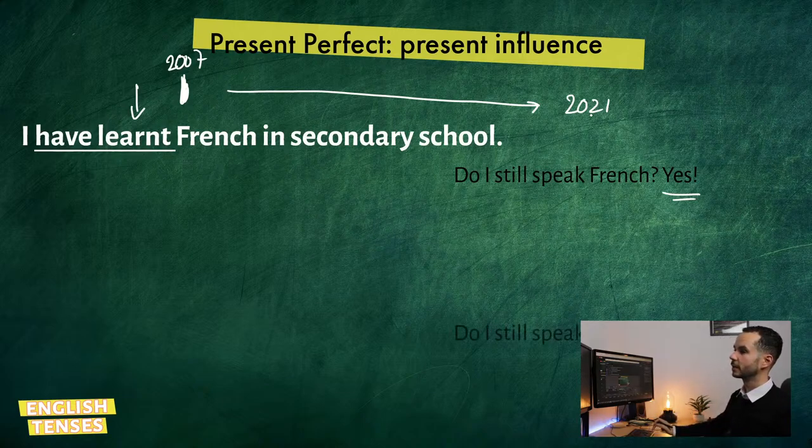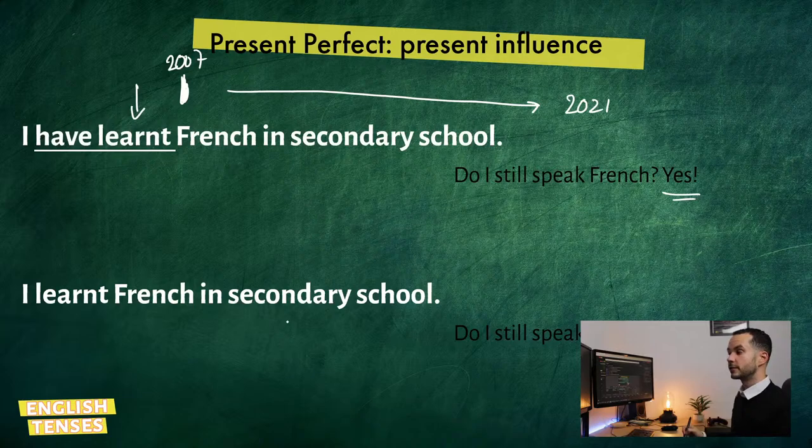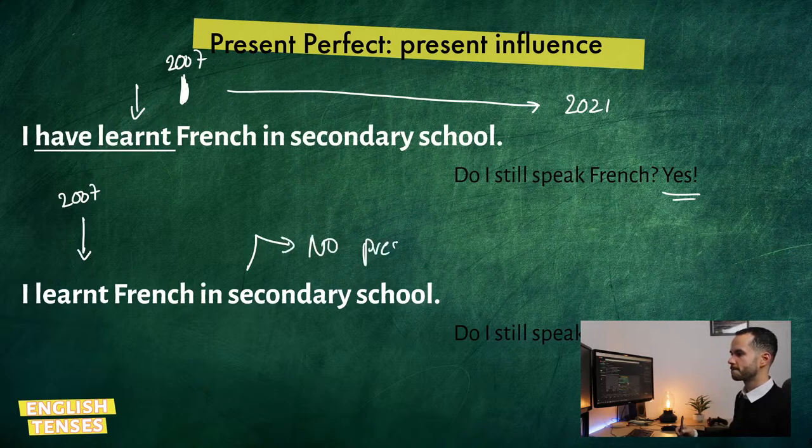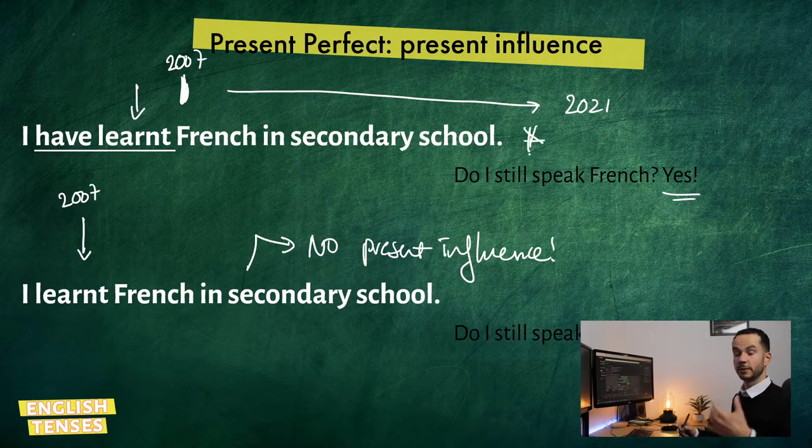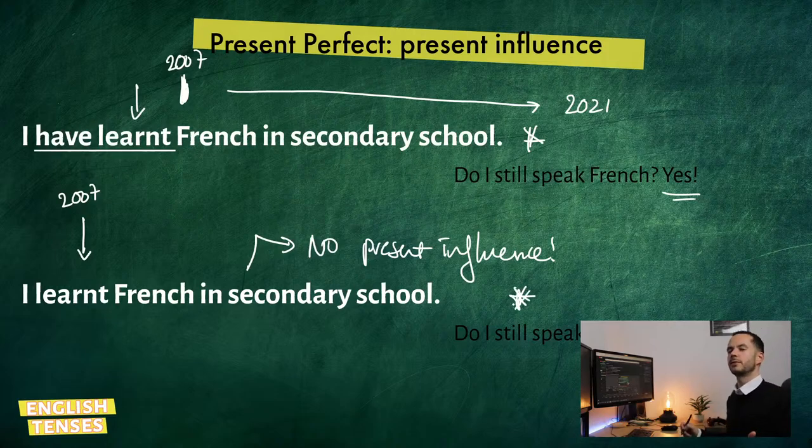Oui. I've learned French in secondary school. Do I still speak French? No, I don't speak French. So that means that the learning of French happened in the past, in 2007, and kind of remained in the past. So there's no present influence. Do you see the difference? So here there is some present influence because I still speak French. Here we don't have present influence because I don't speak French. The learning was just a brief period in time and there's no present influence.